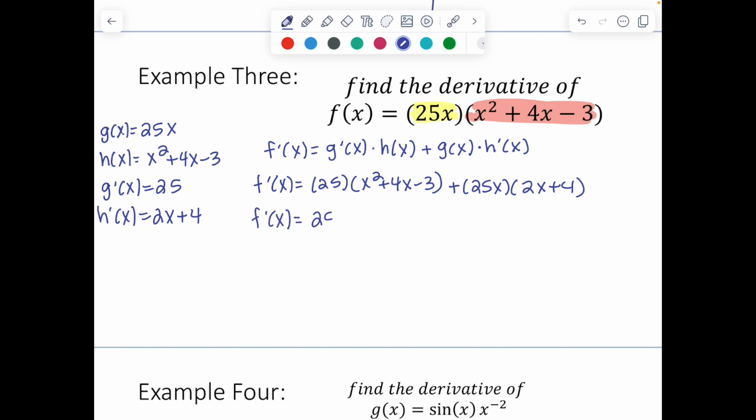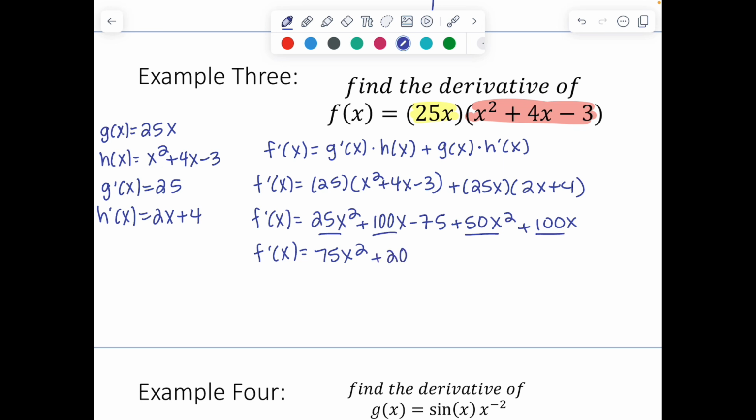So this will be 25x squared plus 100x minus 75 plus 50x squared plus 100x. And now I will combine some like terms. So these guys go together, I'll get 75x squared. These go together and I'll get plus 200x minus 75 will be my final answer. So that's my answer.